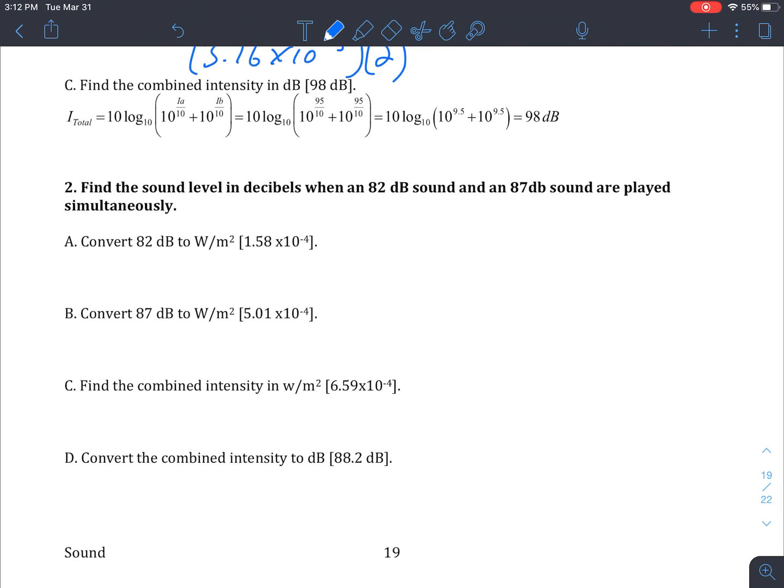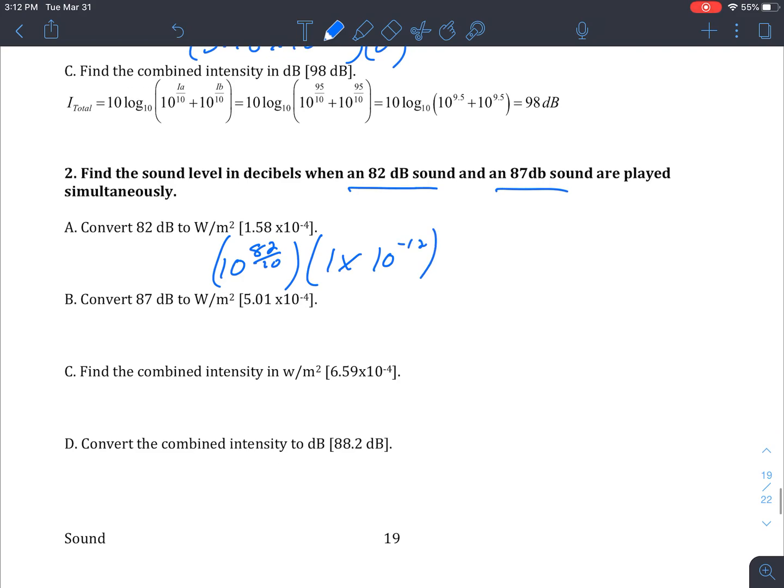Number 2, we have these two sounds played simultaneously, at the same time. So the first thing we're going to do is convert each one to the linear scale, which is we're just taking that 10 to the 8.2, or 82 divided by 10, and multiplying it by that lowest intensity to get our answer that's there. And again, if you're not able to get these answers, take a look at your calculators, try it a few times. And if you're getting the same wrong answer, send me a Schoology message and I'll get back to you.